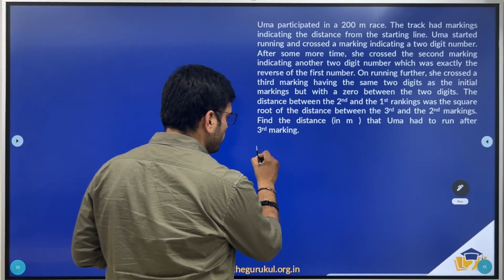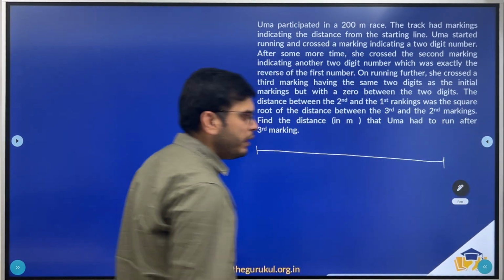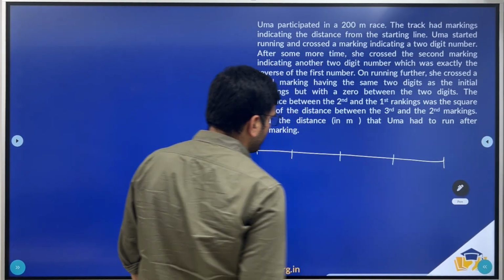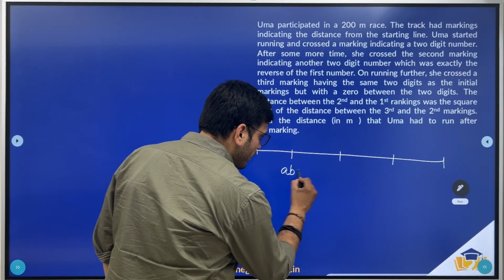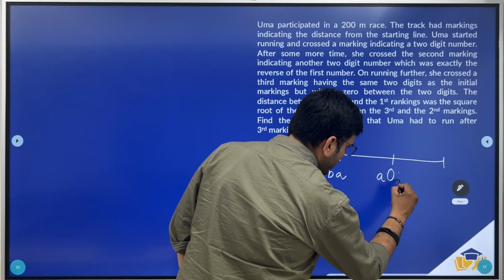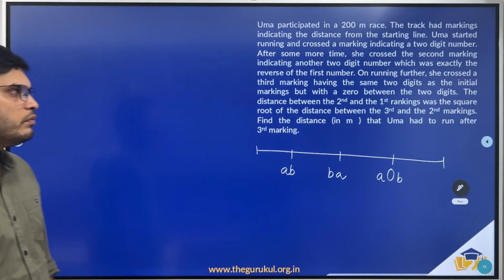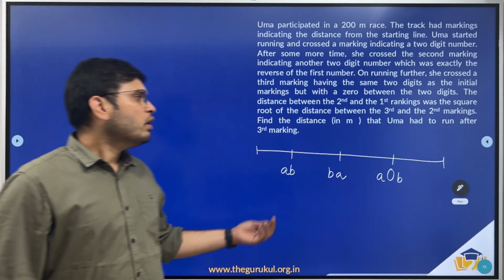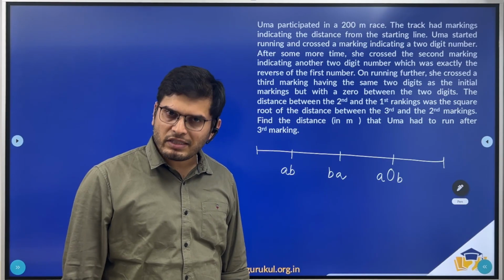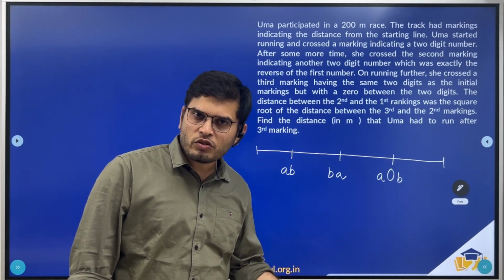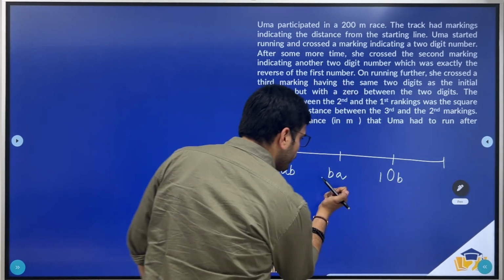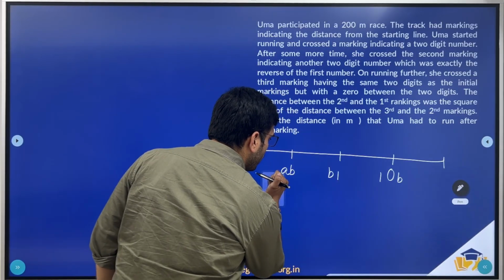Right. So this is a 200 meter stretch. Now we have 3 markings: first, second and third. Right. Now if I consider this as AB, this will be BA and this will be A0B. Right. Now since this is a 200 meter stretch, A0B will be in the form of 100 and something, 101, 102, 103, so on till 109. So that tells me that the value of A is 1. Right. So I'll replace A with 1.